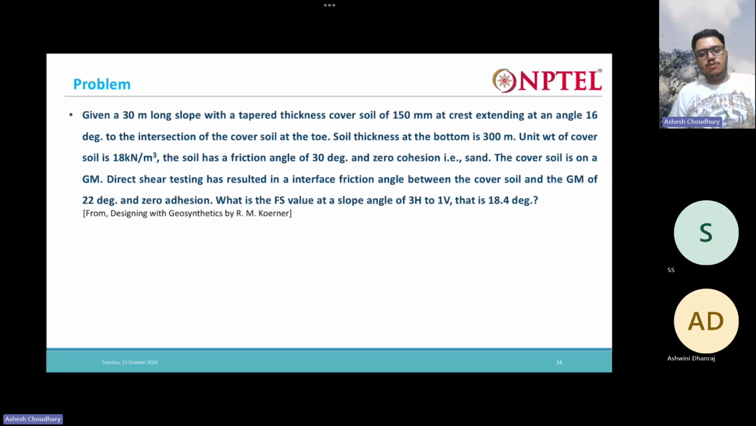See, 30 meters long slope, tapered thickness cover. Cover soil 150 mm at the crest, extending at an angle of 16 degrees down. Soil thickness at the bottom is 300 mm. Unit weight of cover is the same, 18 kilonewton per meter cube. Soil friction angle is given, cohesion is zero. Covered soil is on a geomembrane. Direct shear testing same, 22 degrees, zero adhesion. Other things are same, but now we have this tapered cover instead of a uniform thickness. So find the respective parameters.